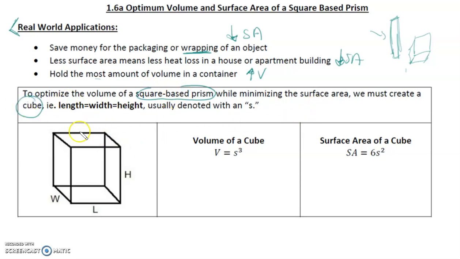To optimize the volume of a square-based prism while minimizing the surface area, we must create a cube. So that's what it's going to be. We took a look at what maximizes a rectangle, which was a square. Now we're going to look at what maximizes essentially a rectangular prism, and it is a square-based prism.